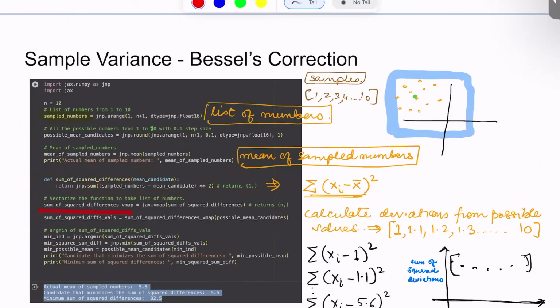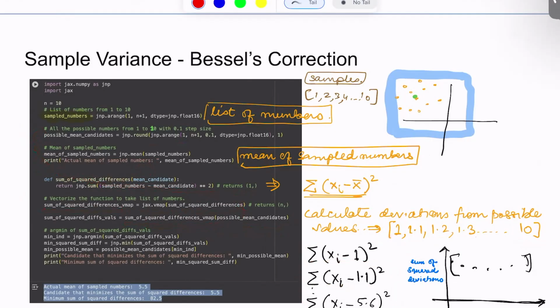This part is doing nothing but running a for loop. It's equivalent to running a for loop over this function. So instead of taking just one single element from this list, we have to run a loop over all these elements and calculate deviations for all these numbers in this list. So this is nothing but doing a vectorized map over this list. Instead of passing just one single value, we can pass the whole bunch of these numbers at once. So this is a vectorized function, and we can pass all the possible mean candidates here, and that way we'll get a list of deviations directly.